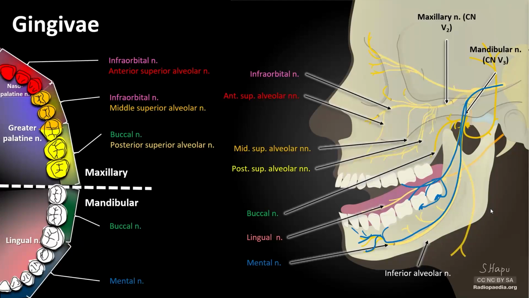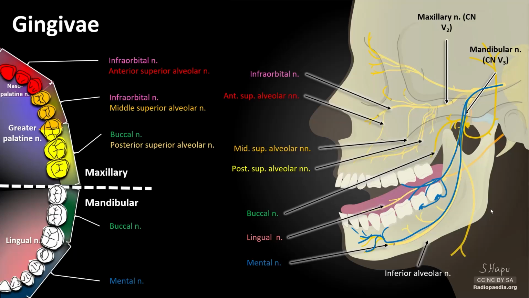Okay, the buccal gingivae again are going to be sharing innervation with the cheeks. So again, this is the buccal nerve for the molar gingiva. Anteriorly, again, sharing innervation with the labia or lips. So for the upper lip, this comes from the infraorbital nerve. Let me actually just draw these on here for you.